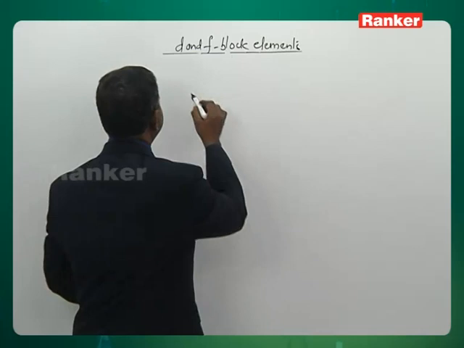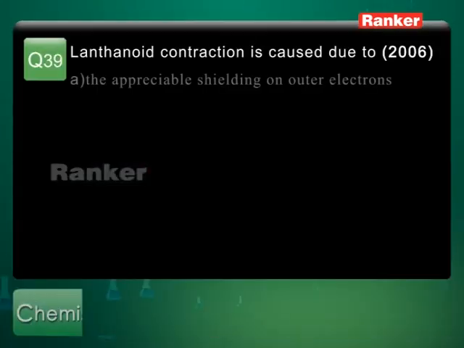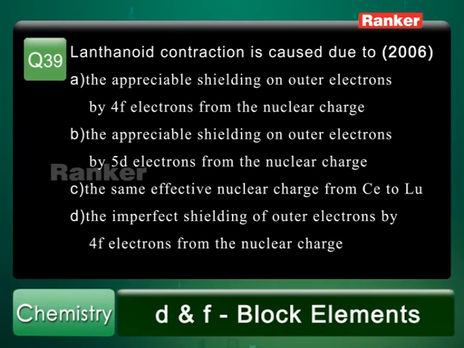Coming to question number 39. Lanthanide contraction is caused due to: A, appreciable shielding on outer electrons by 4f electrons from the nuclear charge. Second option, the appreciable shielding on outer electrons by 5d electrons from the nuclear charge, and the same effective nuclear charge from cerium to lutetium, and the imperfect shielding of outer electrons by 4f electrons from the nuclear charge.